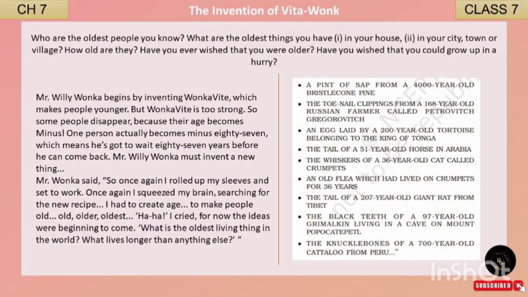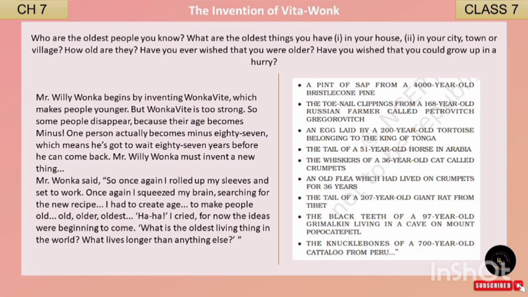What is Wonka White? Wonka White is something which will make people younger. After taking this, what was the result that was observed in people? The result that could be seen in people was a sudden decrease of years. They became very young, even some of them disappeared. Now, why did they disappear? They disappeared because their years went to minus.